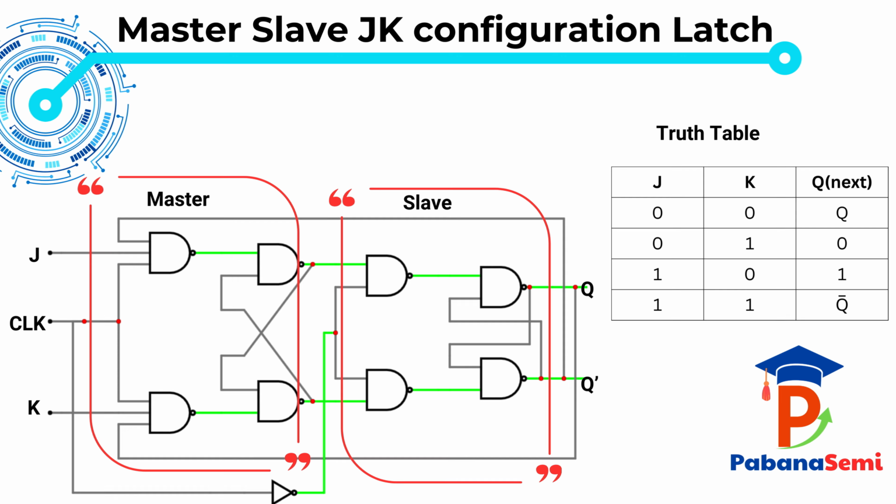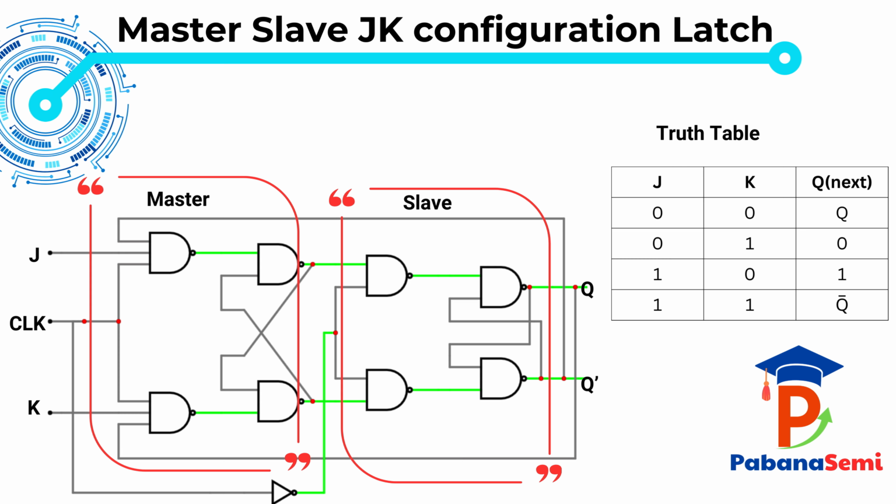Because of this opposite timing, only one latch is active at a time. When the master is open, the slave is closed. When the slave is open, the master is closed. So even if J and K are both 1, the output Q can update only once per clock cycle, not repeatedly. That removes the race-around condition and makes the overall circuit behave like an edge-triggered flip-flop.